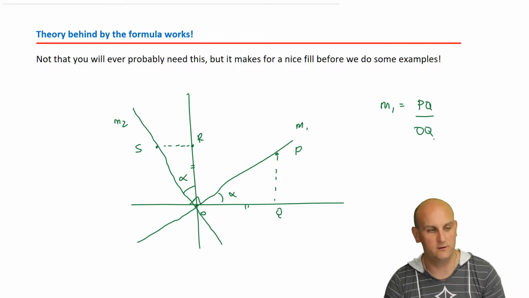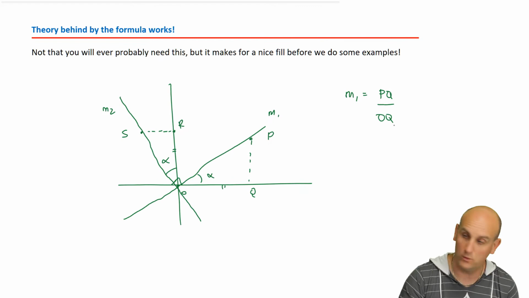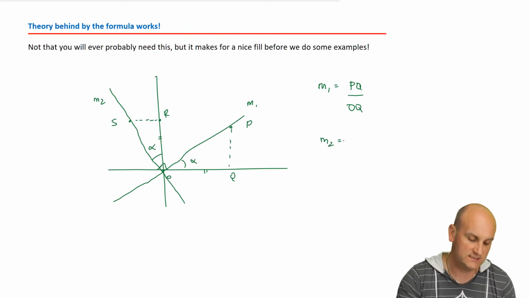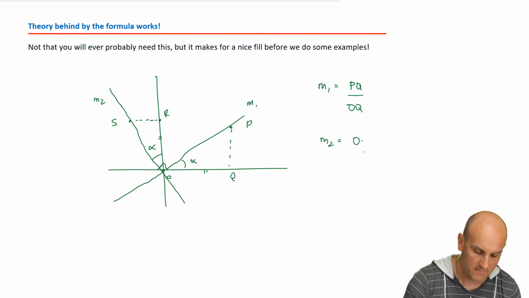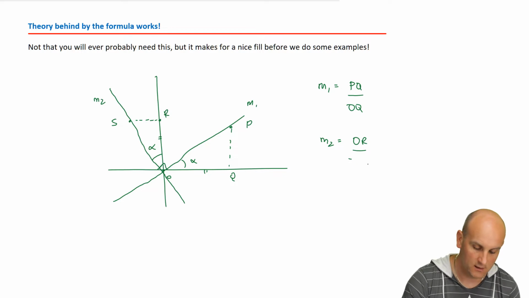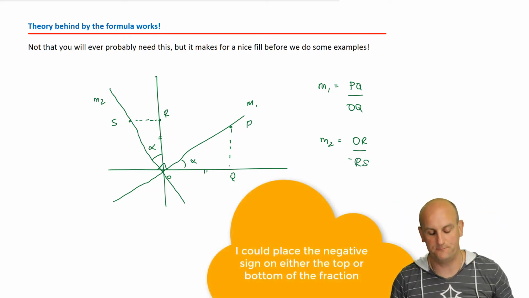And I'm just going to use letters at the moment. It'll make perfect sense in just a second. Now let's look at M2. So what is my gradient? My gradient, again, is going to be rise, which in this situation is OR, divided by run, which is minus RS. Now, the reason it's minus is because we can see the graph is sloping down.